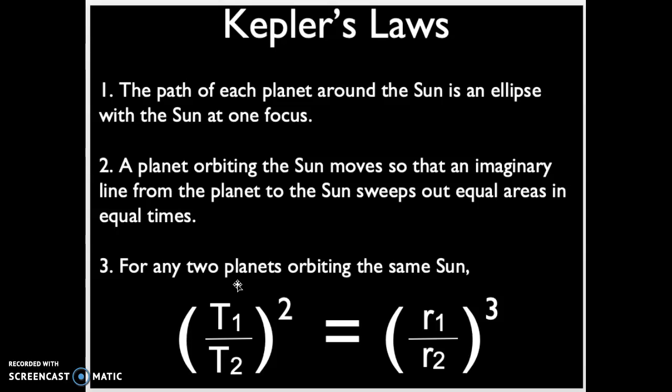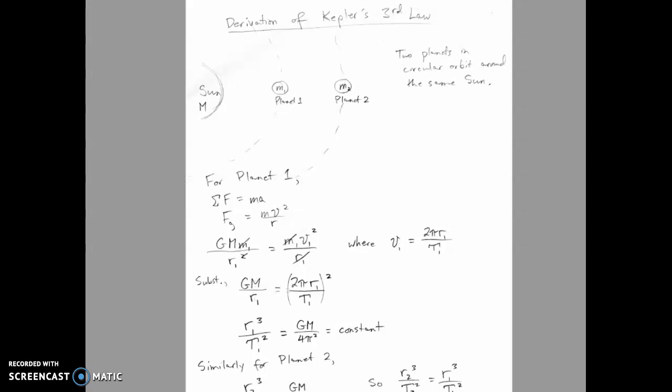Kepler didn't derive it, he found it just from the experimental data, but it can be proven using Newton's second law. And I believe Newton proved it actually later. Here's the derivation of Kepler's third law using Newton's second law.